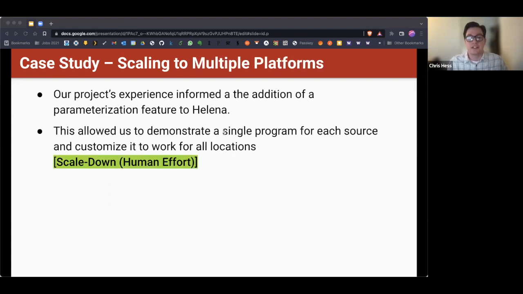The third and final stage of our project has expanded our data collection based on Helena to cover multiple housing platforms at a national scale. Updates to the Helena tool that were informed by our project have meant that we can now demonstrate a single Helena script for a source, parameterize the starting URL, and then deploy the scrapers for all locations of interest. This motivates our guideline related to scaling down human effort, since a small amount of additional programming capacity yielded a large return in terms of the time required to create scrapers for a given source.